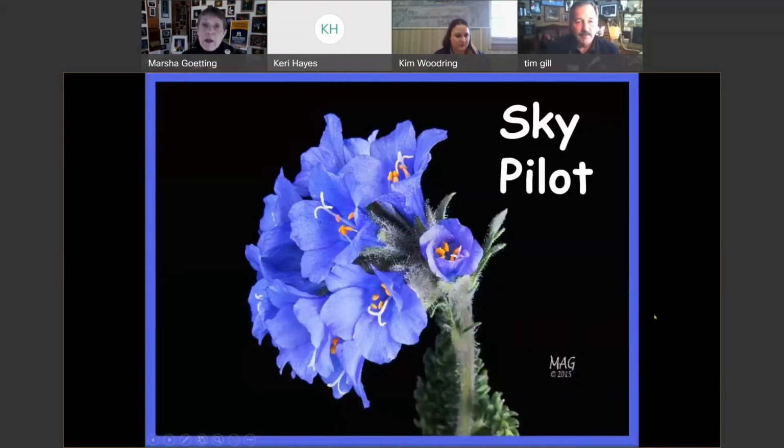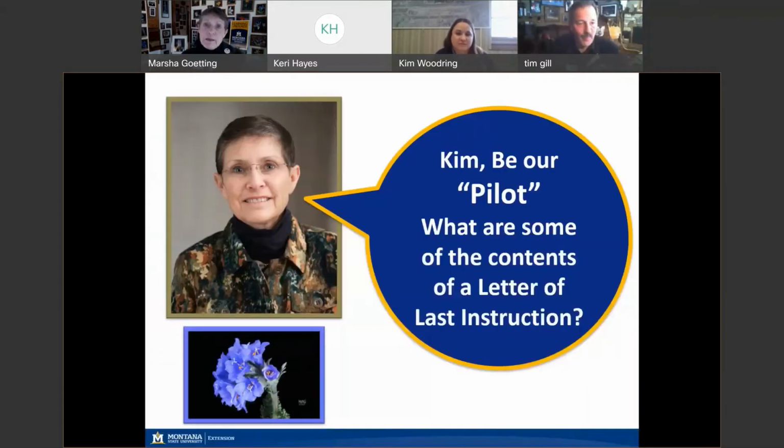Now, this is a sky pilot. This is a flower that you would find in the Beartooth Mountains. It's really a neat looking one, and you see how hairy it is. Well, it's a sky pilot, and so that makes me think of Kim. I want Kim to be our pilot and share with us some of the contents of a letter of last instruction. Over to you, Kim.